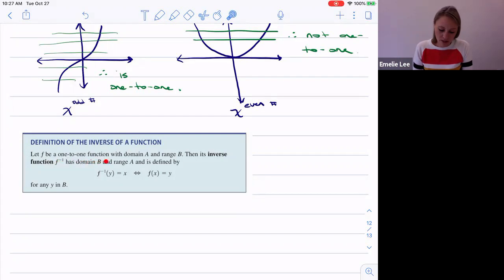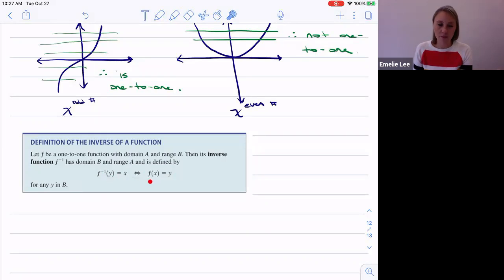So let f be a one-to-one function with a domain A and range B. So then its inverse function, which we denote by f to the negative 1, has domain B and range A. So notice that they've switched, and is defined by, so the inverse of f at y is equal to x, as long as f of x is equal to y for any y in B.